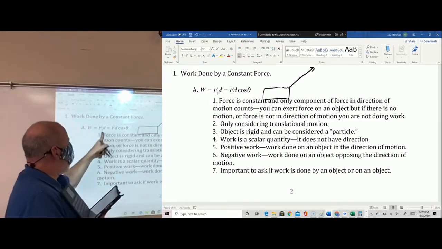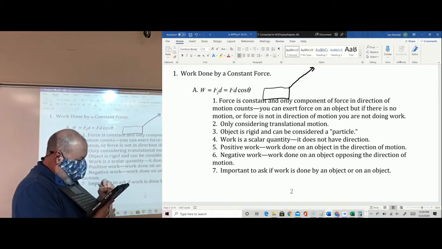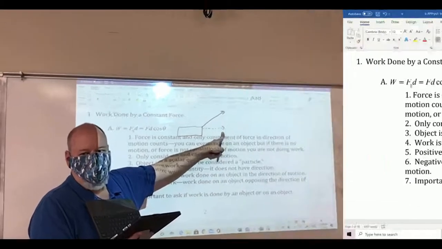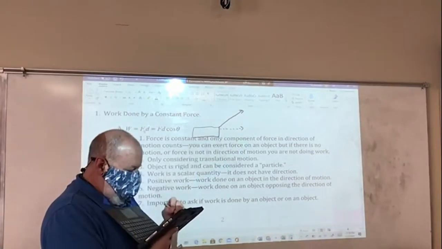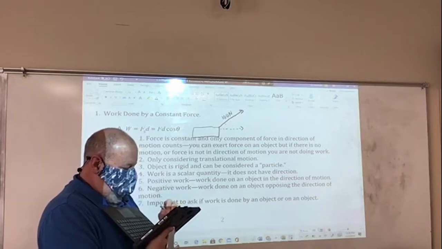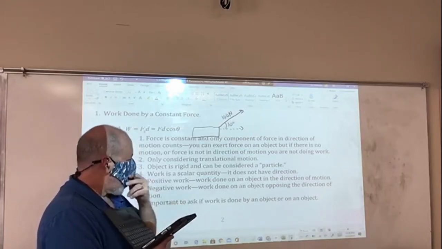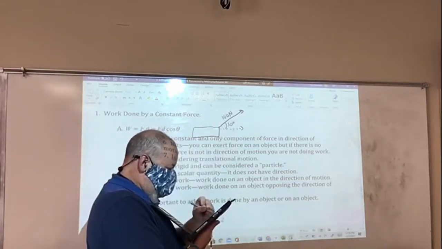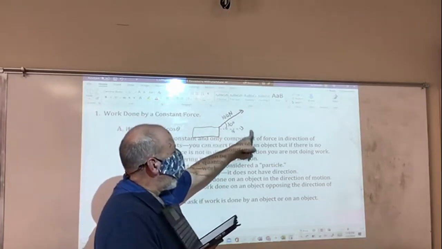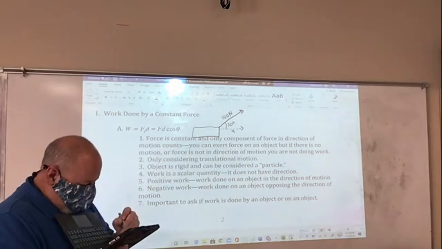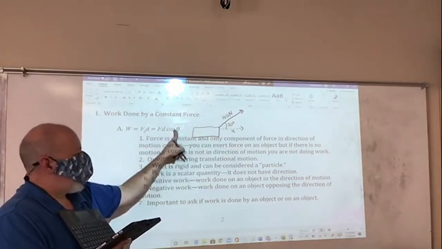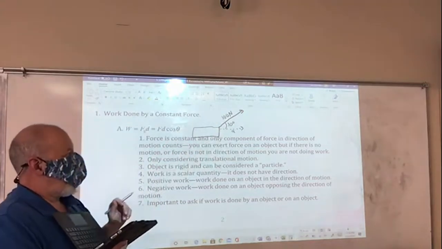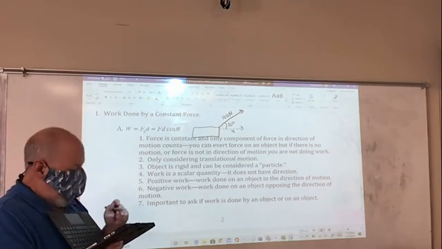So what this little sign here means is that I can only count the amount of force that's in the direction of my motion. Okay? I might have 100 newtons of force here, but let's say this angle is 30 degrees. Okay, this angle is 30 degrees, and this is the adjacent side of that angle. To find out the force that I'm applying in the direction of motion, I'm going to have to multiply force times the cosine of theta.